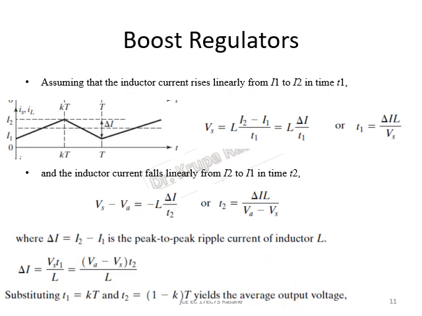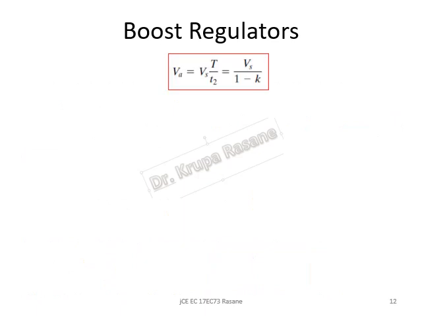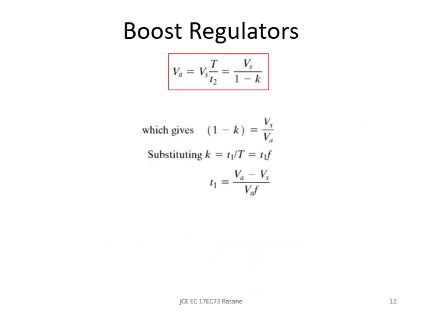This will give me the average output voltage, which is Va equal to Vs into T by T2, that is nothing but Vs into 1 minus K. K is the duty cycle, which is equal to T on upon T off. So I'm actually deriving the step up chopper equation, Vs upon 1 minus K. So the boost regulator is nothing but the step up chopper. I got this equation for Va, which is equal to Vs upon 1 minus K.